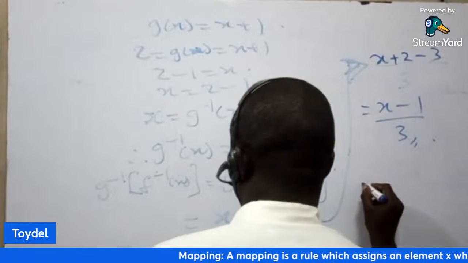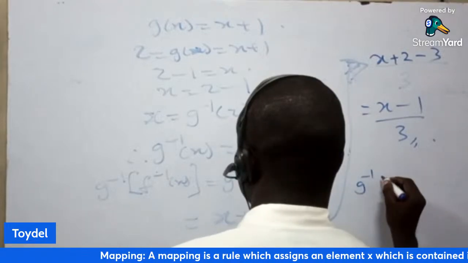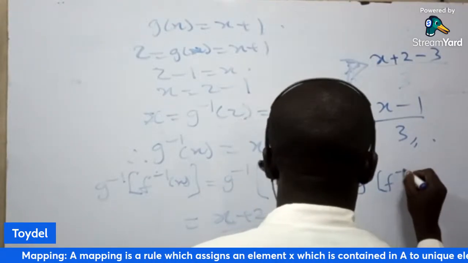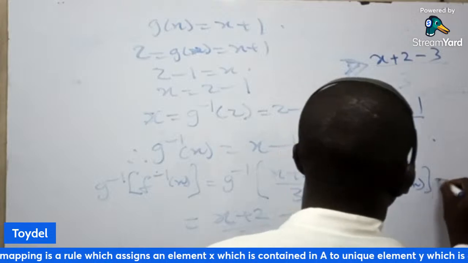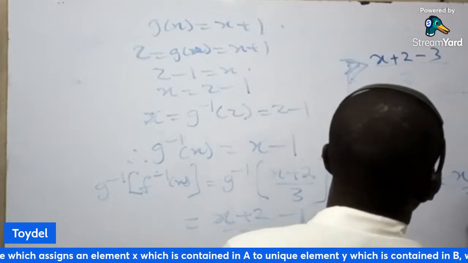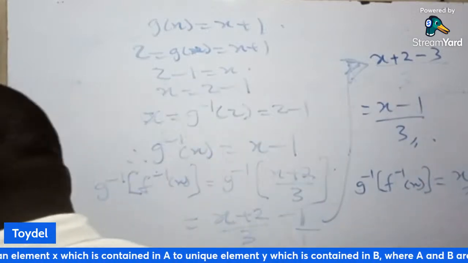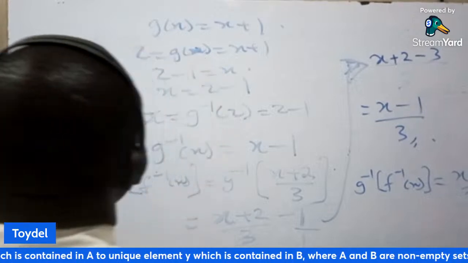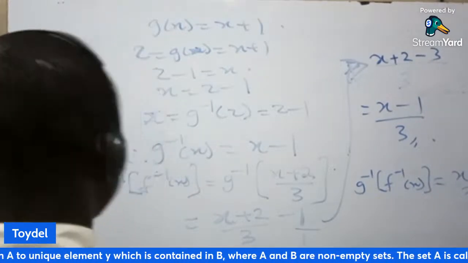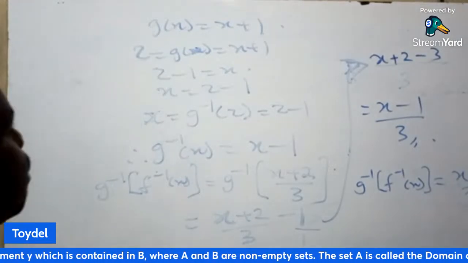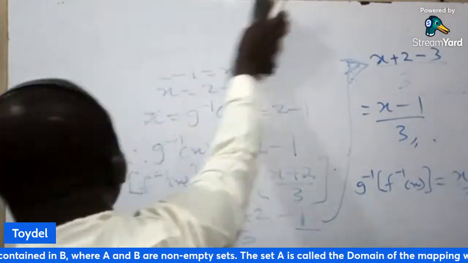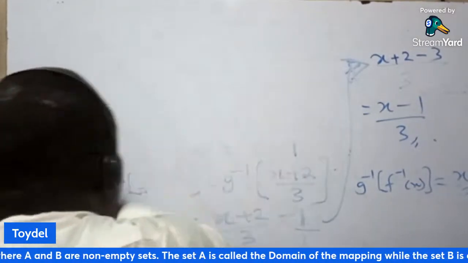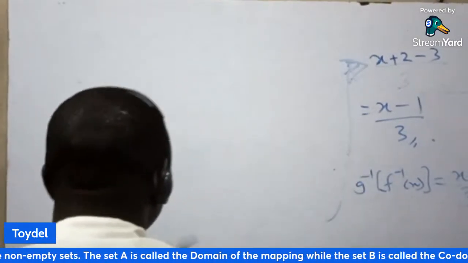So it shows that my g inverse into bracket f inverse of x is given as x minus 1 all over 3. So we have gotten the value of the one side of the question. So let's do the second side and see if we are going to get the same value. If we're able to get the same value, then we can generalize.